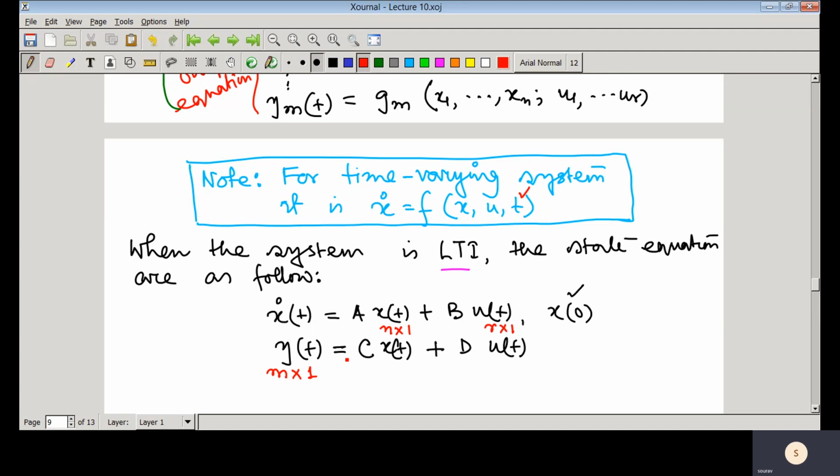Now we can see what the dimensions would be. Because x is n cross 1, the dimension of A would be n cross n, from matrix algebra, and the dimension of B would be n cross r. Here u is r cross 1, so D would be m cross r, and since the dimension of x is n cross 1, C would be m cross n.